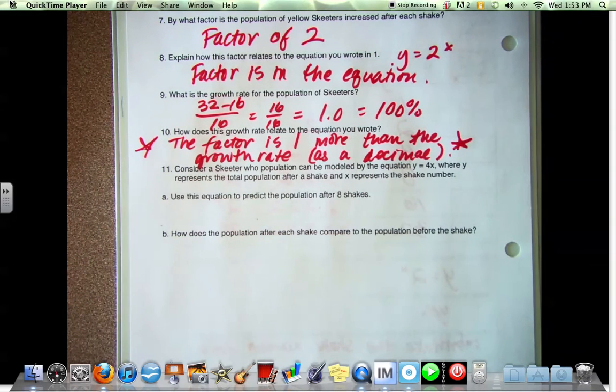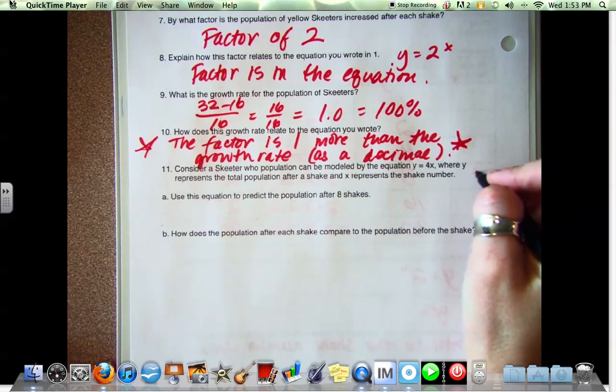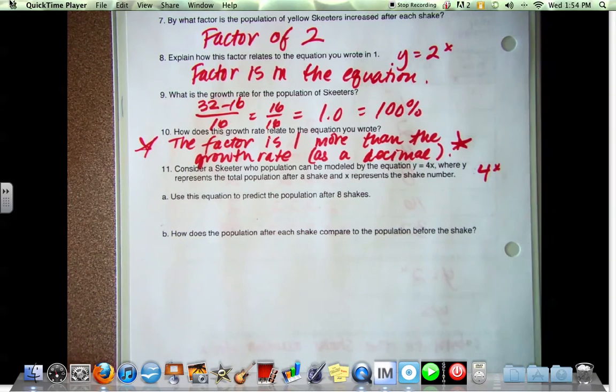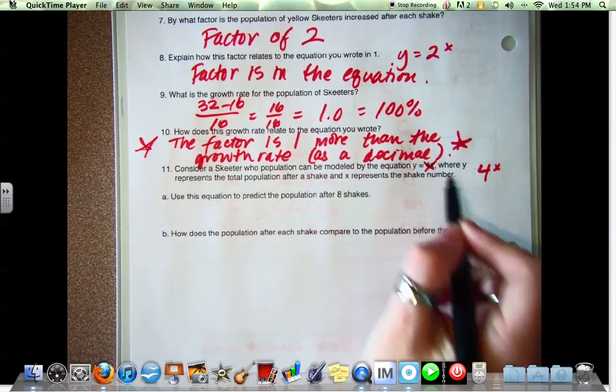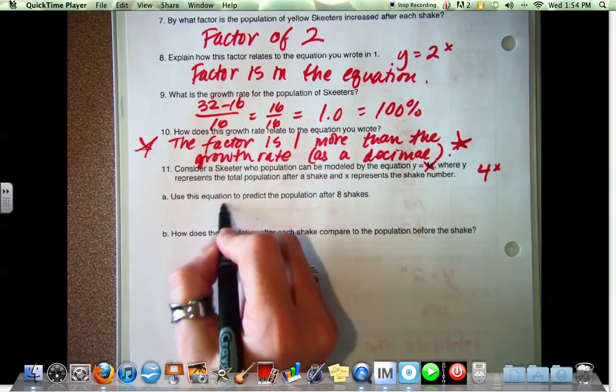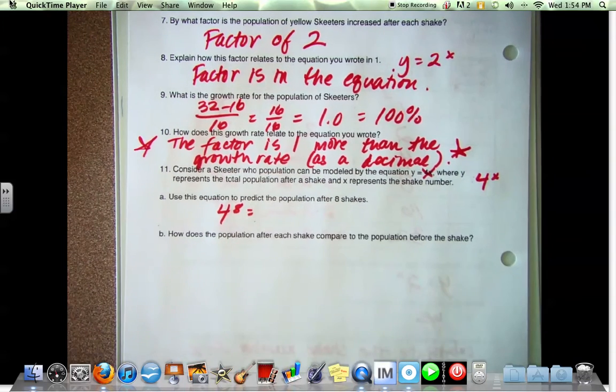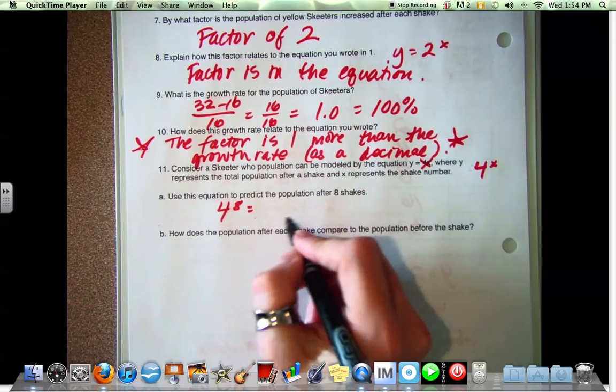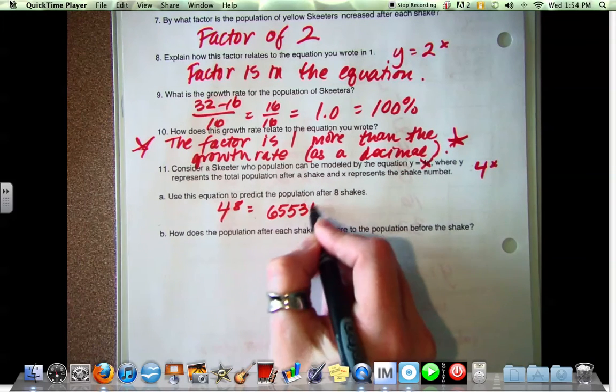Consider a skeeter whose population can be modeled by the equation y equals 4 to the x, not 4 times x, where y represents the total population after a shake and x represents the shake number. Use this equation to predict the population after 8 shakes. So how do I find that? 4 to the 8th, which equals 65,536.